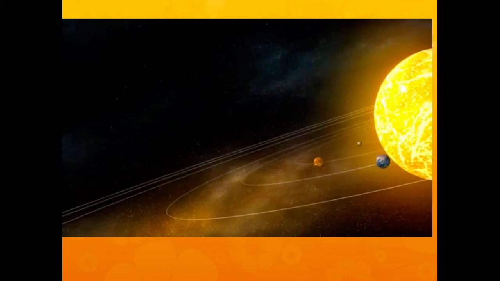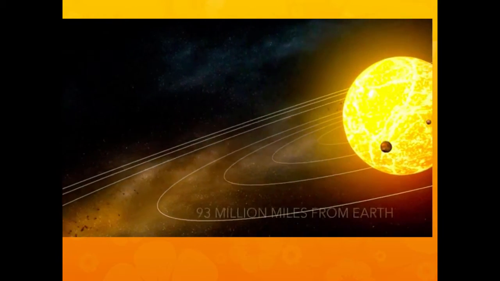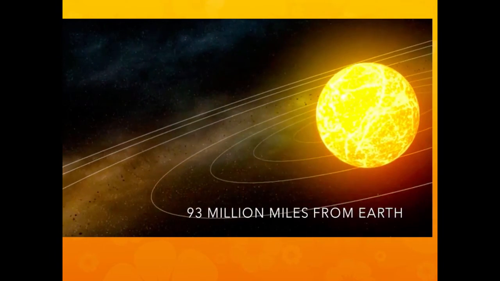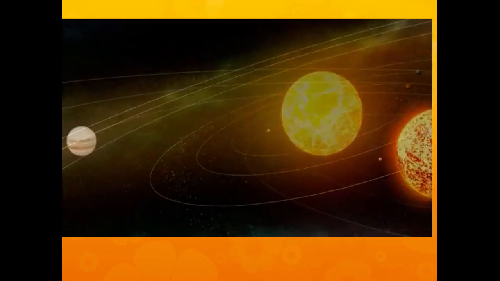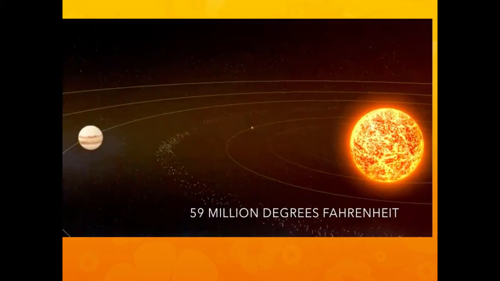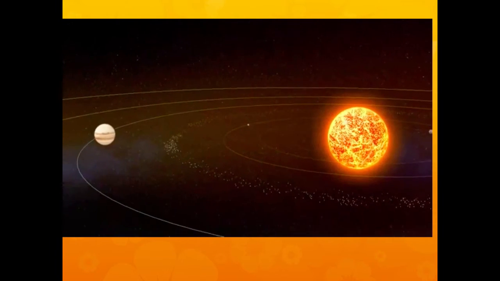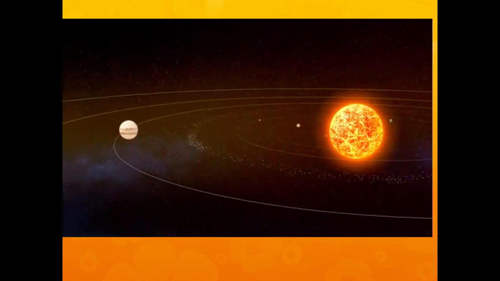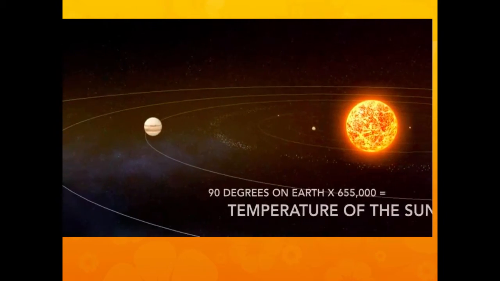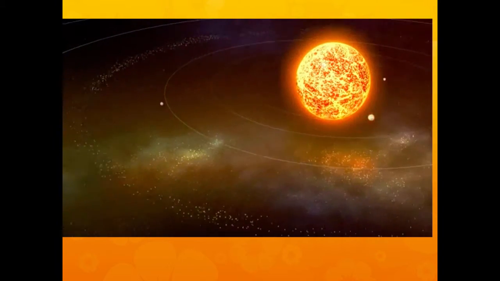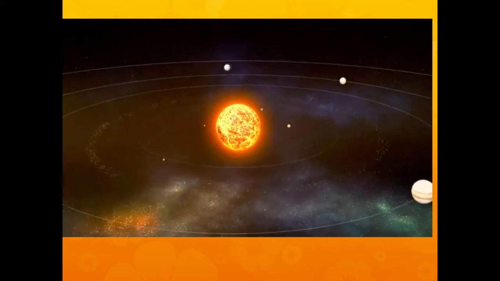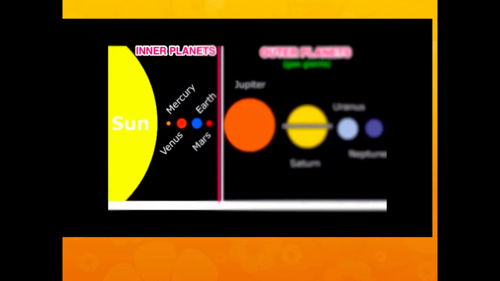Now, even though the sun looks close in the map, it's actually 93 million miles away from the Earth. And you might not notice it here, but the sun is actually 59 million degrees. That's like taking a normal summer day in New Jersey and multiplying it by 655,000. That's pretty hot. But I wonder what life is like on planets that are closer to the sun. Now, to make it a little bit easier for you, I'm going to break the planets up into 2 groups.